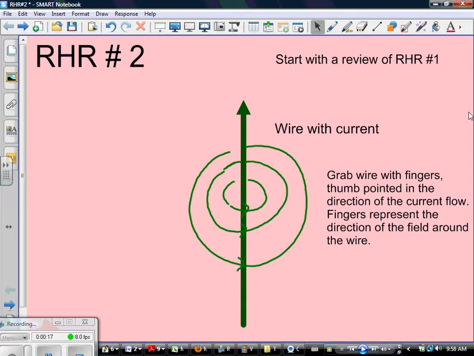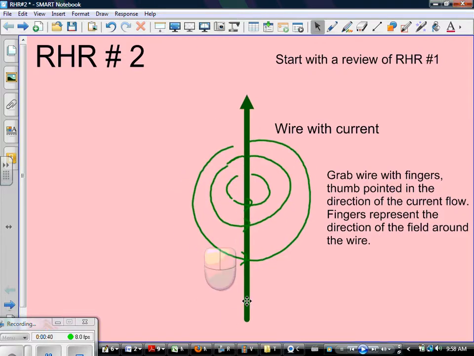So for those of you that don't remember, if you run a current through a wire, a magnetic field is actually produced around that wire. Now, right-hand rule 1 gives us some information about how that field looks. So, for example, if this is our wire right here, and the current is traveling to the top of the page, then the field lines that are generated around that are circles, and the direction of those field lines looks like that.